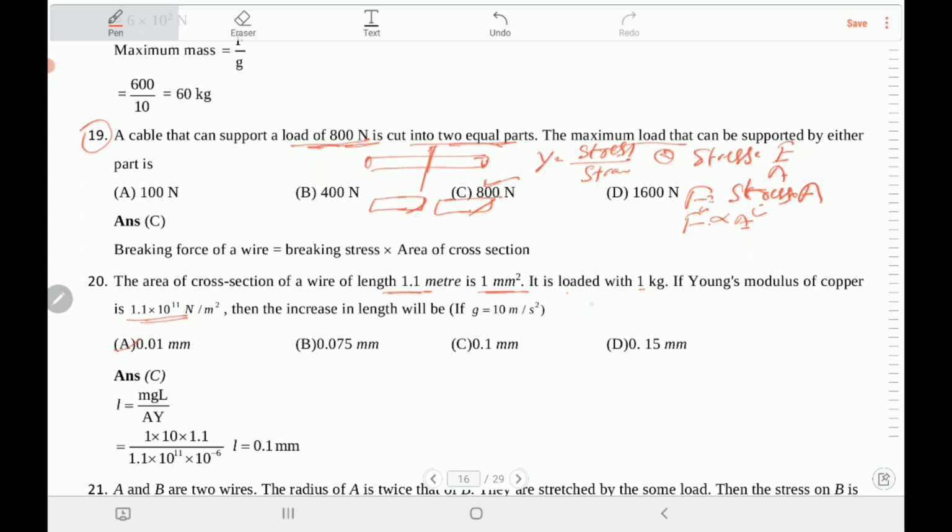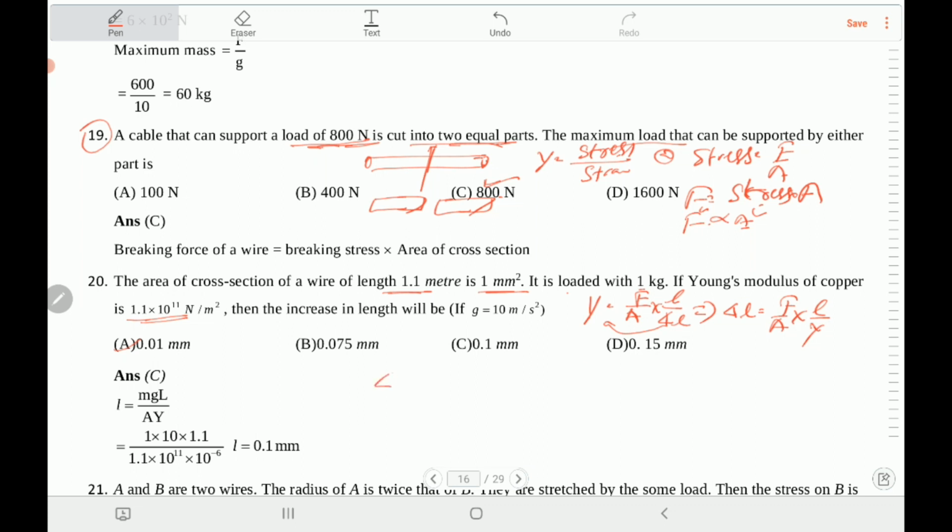Same formula: Young's modulus Y is F divided by A into delta L by L. So L goes to the numerator, L by delta L. You want the increase in length, that is delta L, the change in length. Delta L is F by A into L by Y.